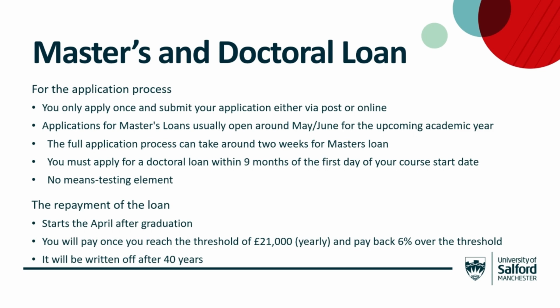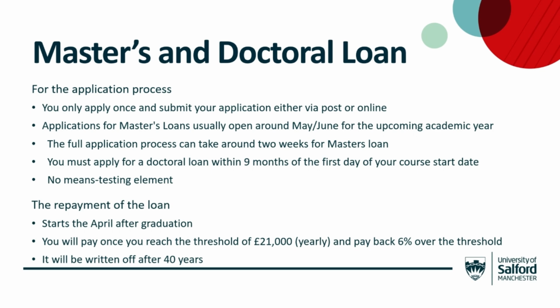You will only need to apply for a loan once, even if your degree is longer than 1 academic year. Applications are usually open around May-June for the upcoming academic year, so we do advise you to check whether the master's or doctoral loan are accepting applications for your academic year by visiting the government website and keeping an eye on that. The process is much simpler than an undergraduate loan, as it doesn't include means testing. This does mean that you don't have to send off pay slips or other details confirming your household income.